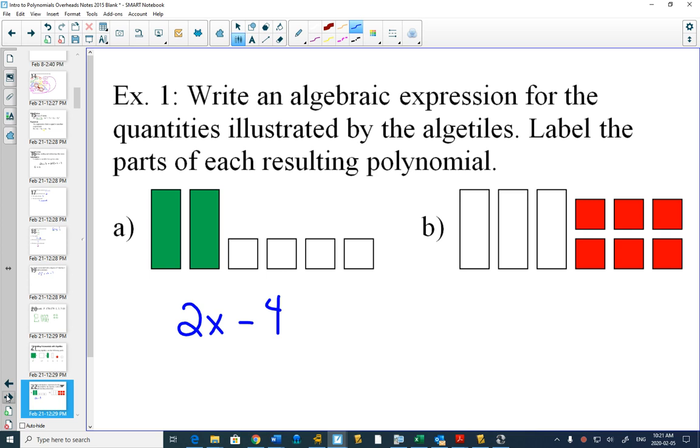Okay, let's look at our next one. What are the skinny ones? Negative x's. So how many negative x's do we have? 3. Negative 3 x's. The little ones are? Plus 1. How many do we have? 6. Negative 3x plus 6. Okay? So part of this is just recognizing if you give something a name, and we name the little boxes 1s, and you have 6 of them, would it make sense to say you have plus 6? Okay?